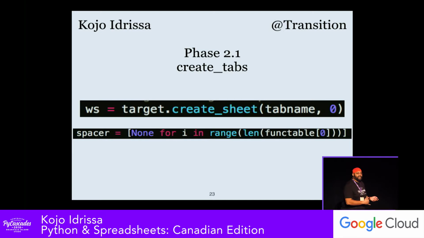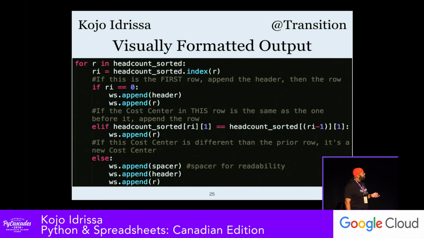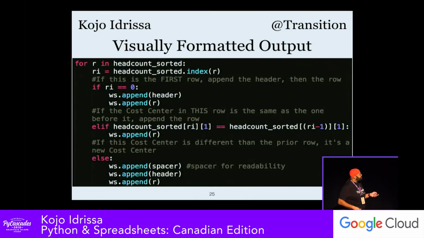That's because I'm going to be creating this visual output, and this is another weird thing that happens because you're trying to create visual output. I need the spacer row to go between each of the cost centers. Skipping this head count sorted thing where I do some fancy sorting. You can sort in your own way as you see fit. But basically, I'm taking this func table thing that I created earlier and sorting it a little bit.